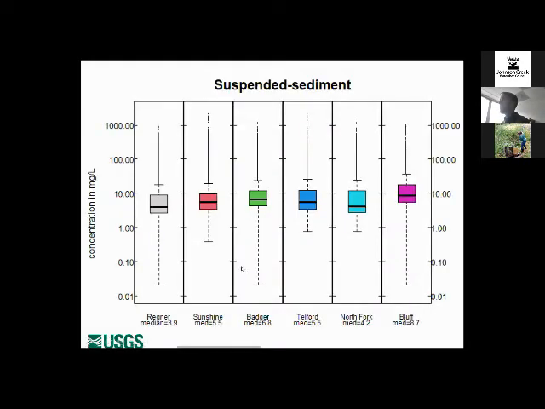Looking at the concentrations, these are box plots, so they show the median and the quartiles, and also some outliers for these different stations. You can see overall there's not a huge amount of variety, but Bluff Road is by far the highest concentrations that we tend to see there.